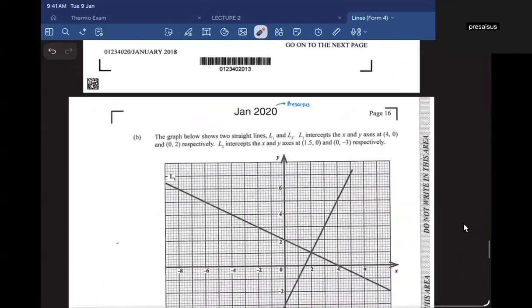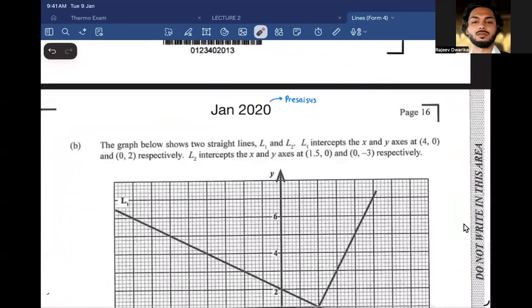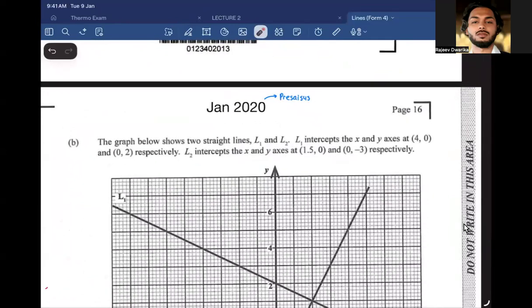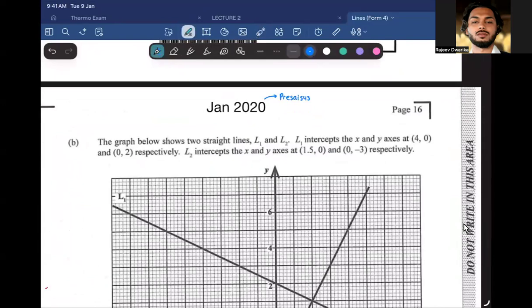Right. So Perseus, help me with this one. Give me the question. All right, the graph below shows two straight lines, L1 and L2. L1 intercepts the x and y axes at (4, 0) and (0, 2) respectively. L2 intercepts the x and y axes at (1.5, 0) and (0, -3) respectively.